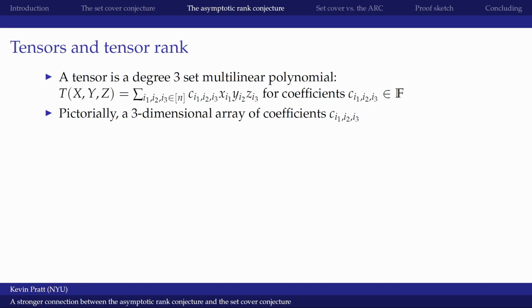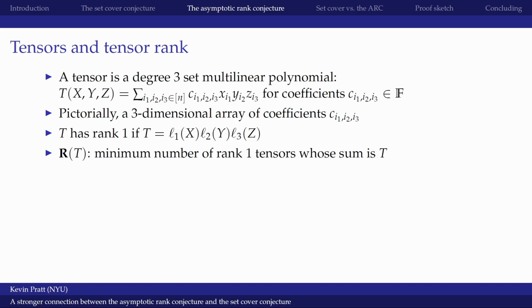Now, just as we can view bilinear forms as matrices, we can, of course, view 3 tensors as 3-dimensional arrays that are indexed by the 3 sets of variables, and where the entries in this 3D array just specify the coefficients of the monomials. Now, we say that a tensor has rank 1 if it factors as a product of linear forms, and then the rank of the tensor is just the minimum number of rank 1 tensors whose sum is equal to our tensor. So this notion of tensor rank is very old, and it's just a simple generalization of the definition of the rank of a matrix as the minimum sum of outer products.